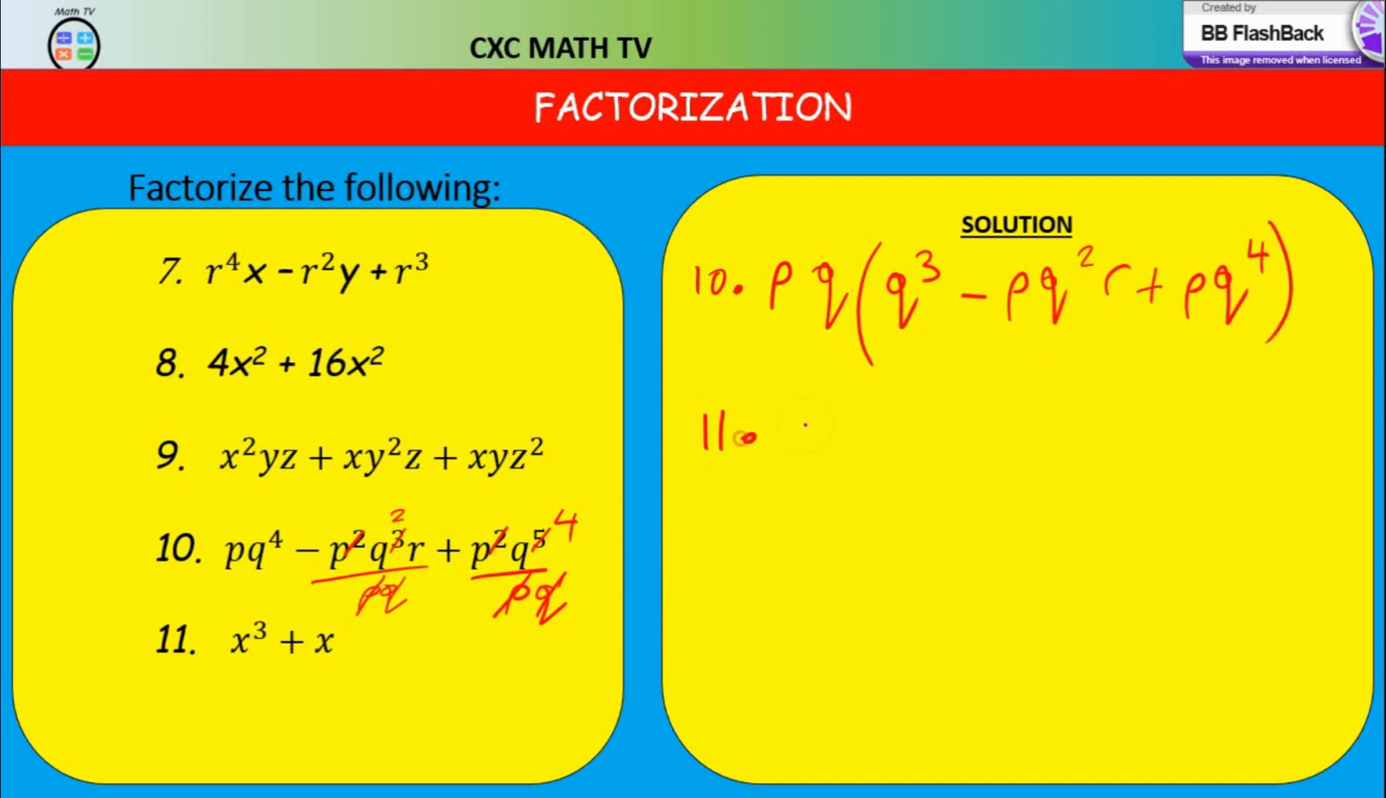Number 11 is straightforward. We have x cubed plus x. The highest common factor is just x. X cubed divided by x is x squared. X divided by x is 1. And that is it. Easy.